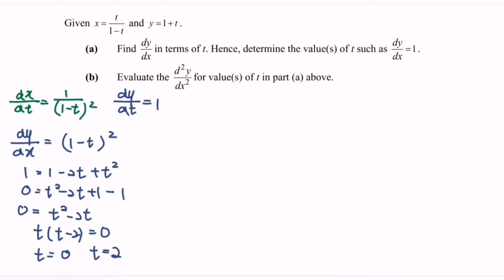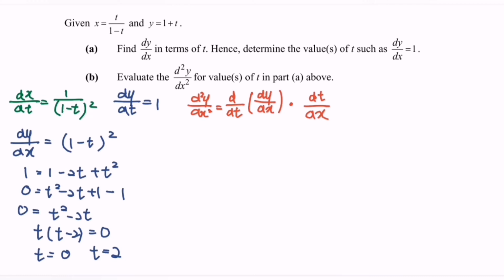Next, kindly focus on the second part, evaluate the second derivative. So kindly state the formula. The second derivative is equal to differentiating dy/dx with respect to t, then multiplying with dt/dx. So that is the formula for the second derivative for parametric differentiation.